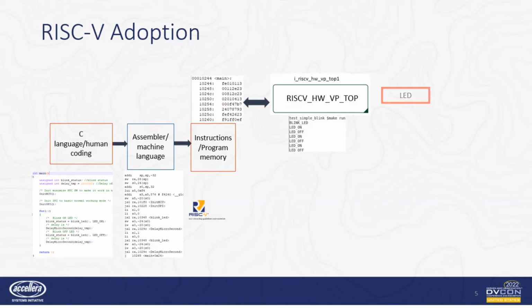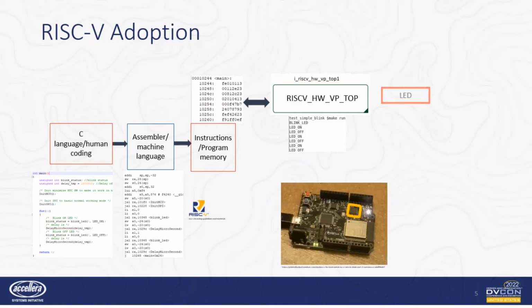In the same way, we could use this executable application file in a real development board. The virtual prototype console text output is analogous to this board with the blinking LED.